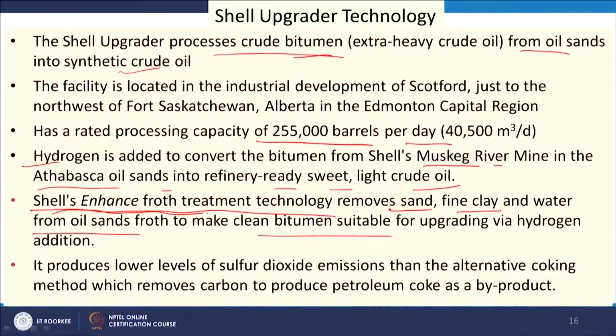If we have more impurities and we add hydrogen, then more hydrogen requirement will be there and the process will be less economic. So, those impurities are removed first, cleaned by Shell's enhanced froth treatment technology, and it produces lower levels of sulfur dioxide emissions than the alternative coking, because the sulfur is already removed through the Shell's enhanced froth treatment technology. So, these are the basic features of the Shell upgrader technology.